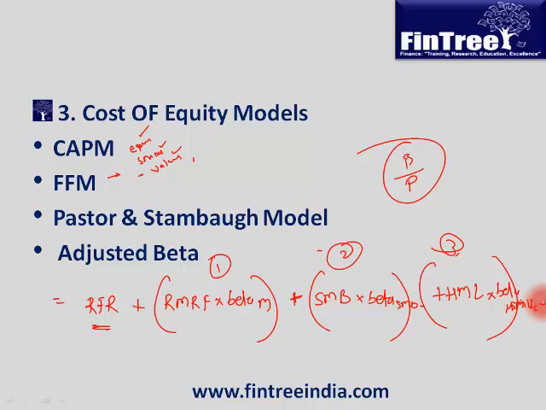Again, important thing that we studied is that the neutral value of the beta is 1 here, but the neutral value of beta for small minus big and beta of HML is 0. Meaning of neutral value is that if your actual beta is more than that, then the stock is small cap, or the stock is value stock. Are we good to move? Yes, the next one is Pastor and Stambaugh model.